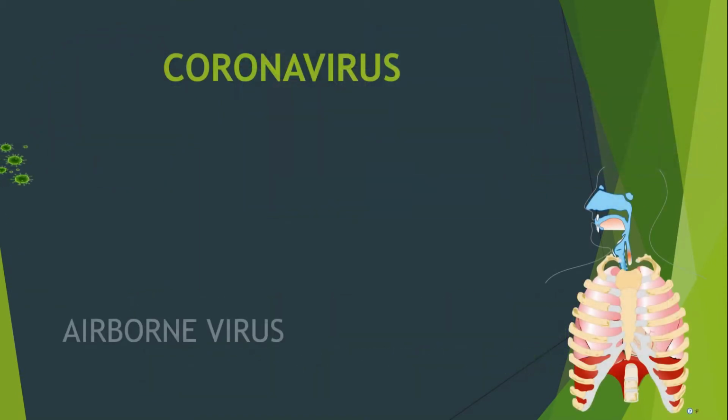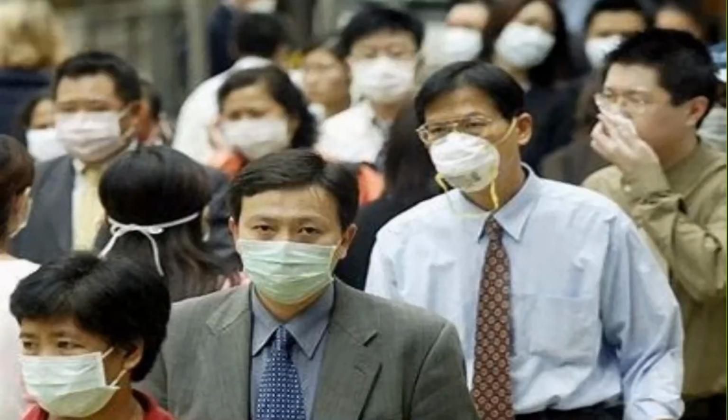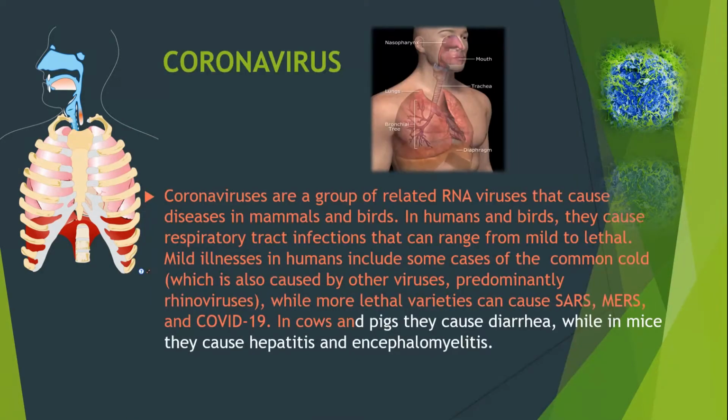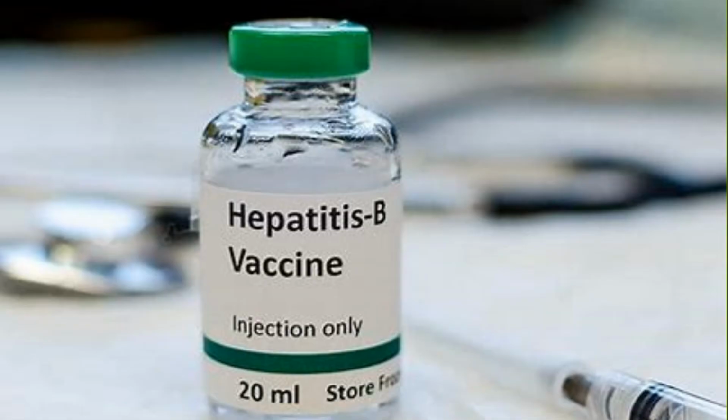Coronavirus. Coronaviruses are a group of related RNA viruses that cause diseases in mammals and birds. In humans and birds, they cause respiratory tract infections that can range from mild to lethal. Mild illnesses in humans include some cases of the common cold, which is also caused by other viruses, predominantly rhinoviruses, while more lethal varieties can cause SARS, MERS, and COVID-19. In cows and pigs they cause diarrhea, while in mice they cause hepatitis and encephalomyelitis.